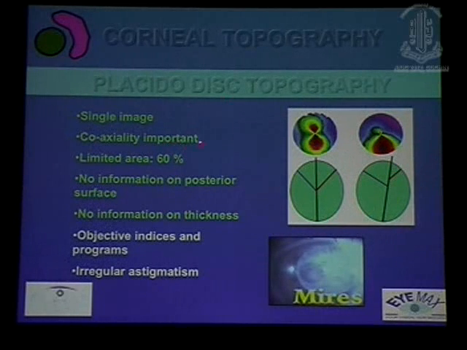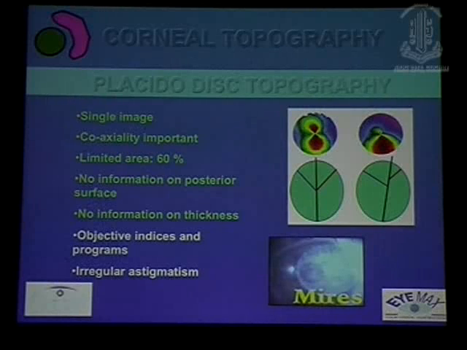So it's very important in these cases that when you take the picture, the patient's eye is aligned extremely properly. Then again, we get information only on a limited area of the cornea, that is about 60%, because the peripheral cornea doesn't get covered, and even the center 1 millimeter also doesn't get covered because there is no mire in the center. Then importantly, we do not get information on the posterior surface of the cornea in these cases, and again we do not get any information on the thickness of the cornea.